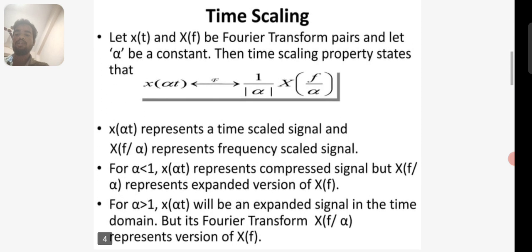Second one, time scaling. Let x of t and x of f be Fourier transform pairs and let lambda be a constant. Then the time scaling property states that x of lambda t is equal to 1 by mod lambda times x of f by lambda. X of lambda t represents a time scaled signal and x of f by lambda represents the frequency scaled signal. If lambda is greater than 1, x of lambda t represents a compressed signal, but x of f by lambda represents an expanded version of x of f. Where lambda is less than 1, x of lambda t will be an expanded signal in the time domain, but its Fourier transform x of f by lambda represents a compression of x of f.